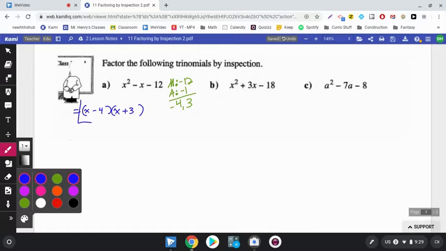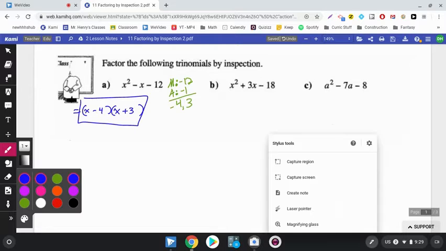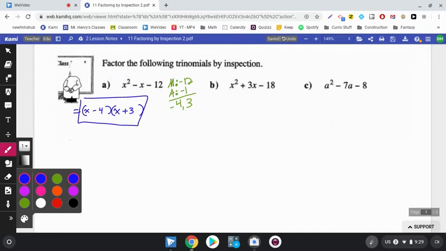This product is the factored version of this. If I wanted to write it as the product, I could write it as this. You have 2 factors. X minus 4 is a factor. X plus 3 is a factor. Those are the 2 factors. I've completed the factoring.